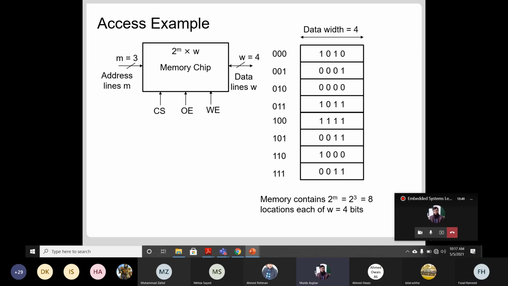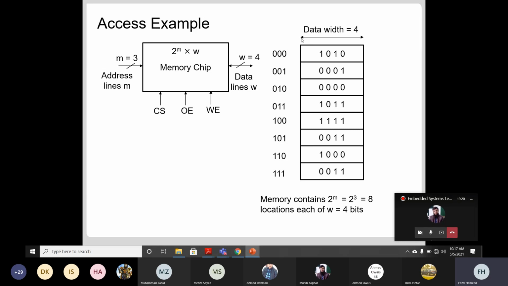Eight. Yes. So the memory will store 2 to the power M locations. Because M is equal to 3, it will store 2 to the power 3, that is 8 locations. Can you see on the right hand side how many locations are there? Location 0, 1, 2, 3, 4, 5, 6, and 7. So there are 8 locations, and the size of each data item is 4 bits.